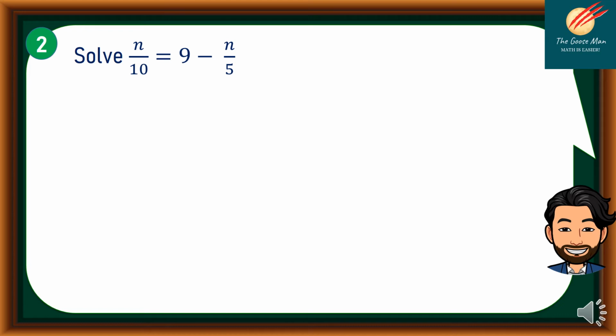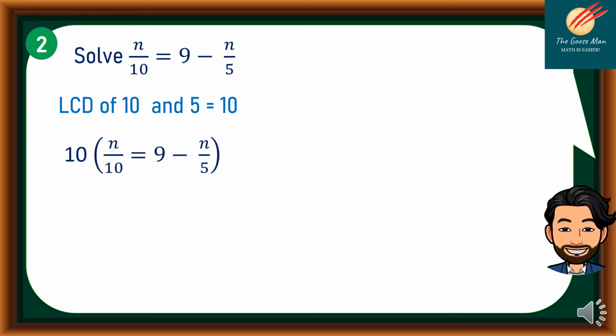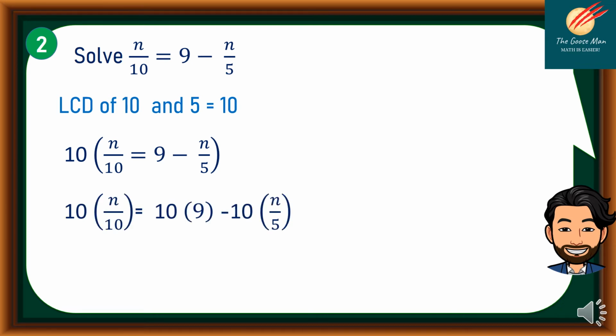Solve n/10 is equal to 9 minus n/5. So what we're going to do first is find the LCD of 10 and 5, which is equal to 10. So after that, we will multiply 10 to both sides of the equation. So we can distribute now 10. So we will have here 10 times n/10 is equal to 10 times 9 minus 10 times n/5.